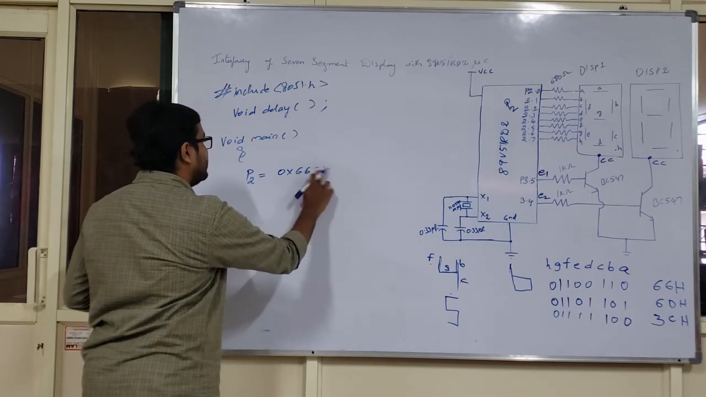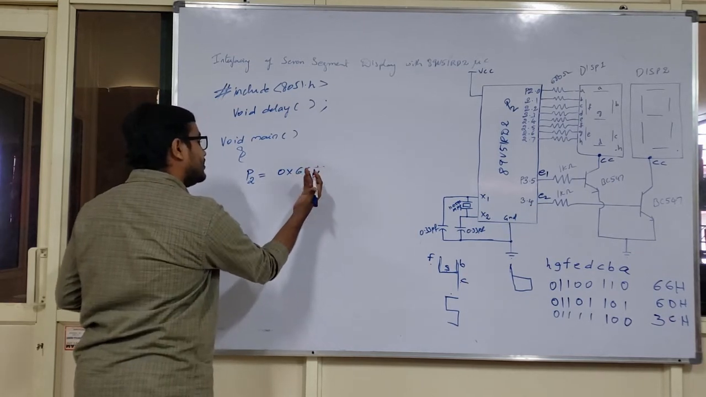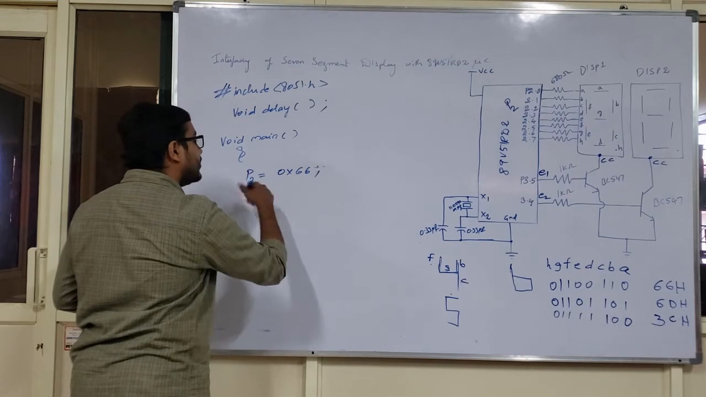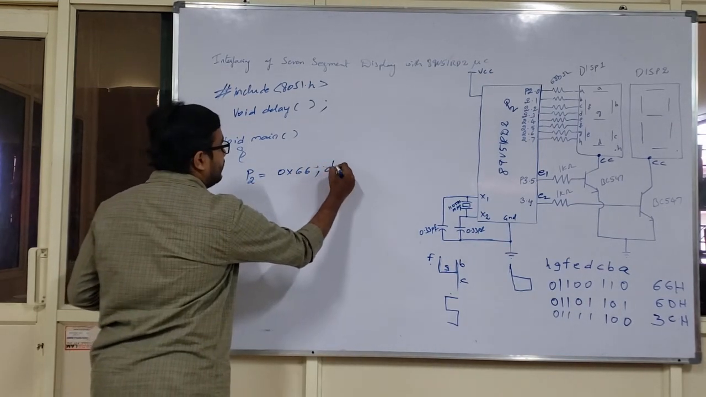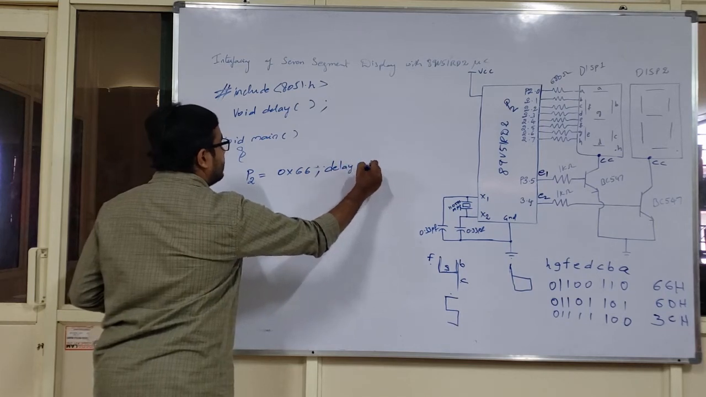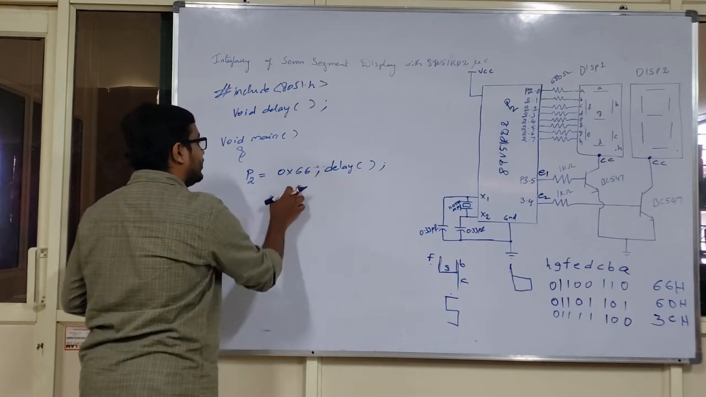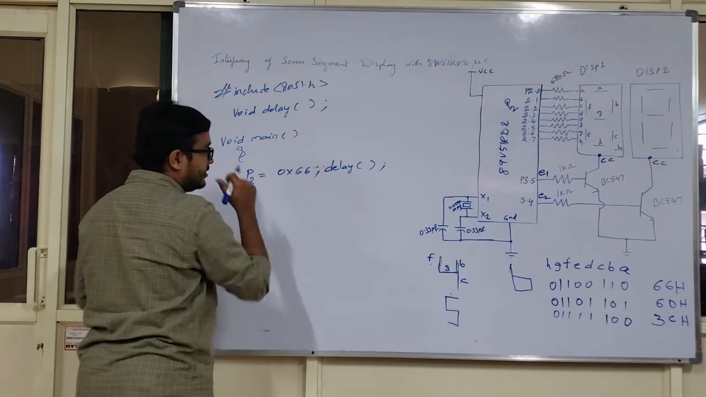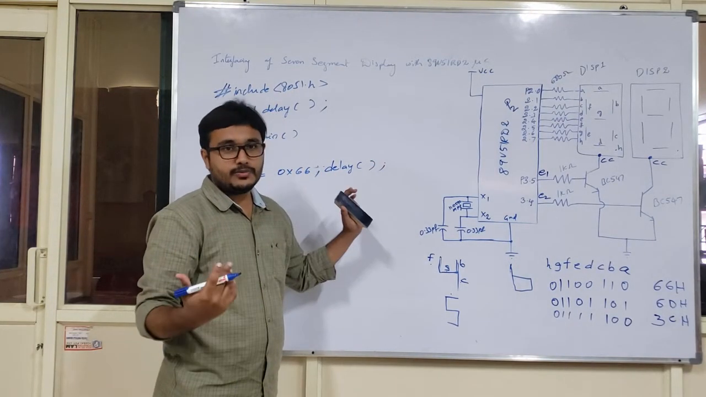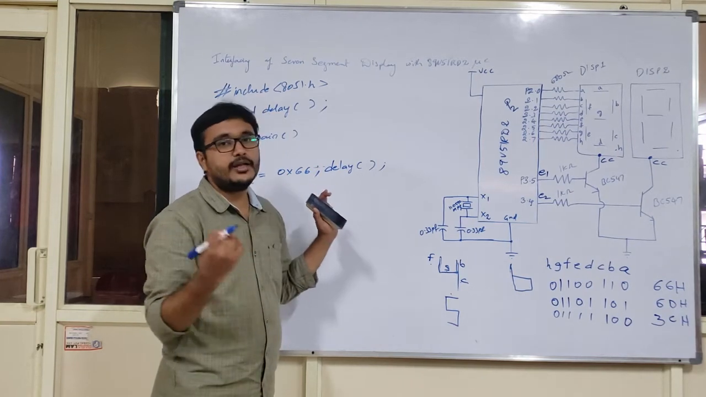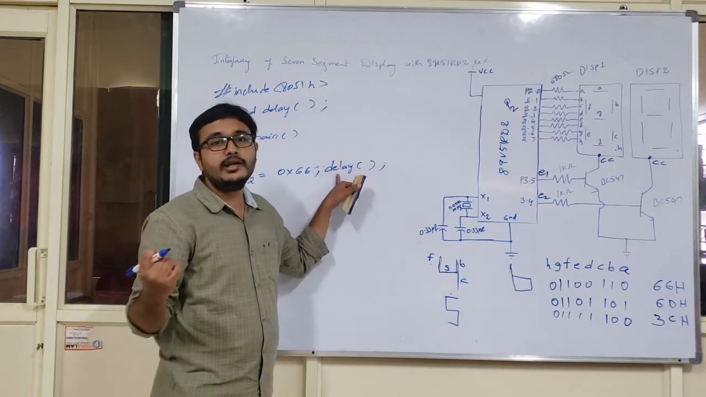So that means P2 equal to 0x66. This is the instruction you are going to feed to port 2 of your microcontroller and keep it for a certain time. For a certain amount of time, P2 equal to 0x66, that is decimal 4, your 7 segment display is going to be displaying the decimal 4 for a certain amount of time, that is offered by the delay here.